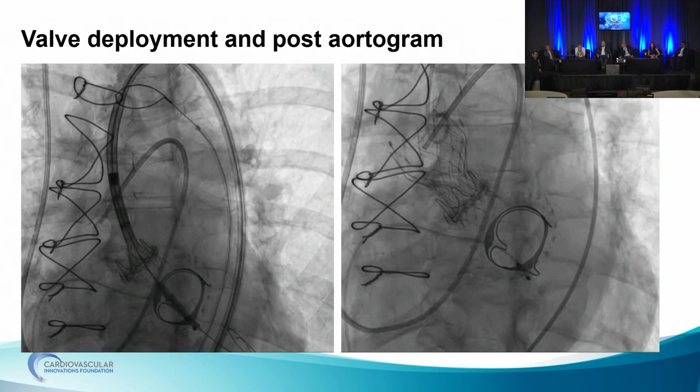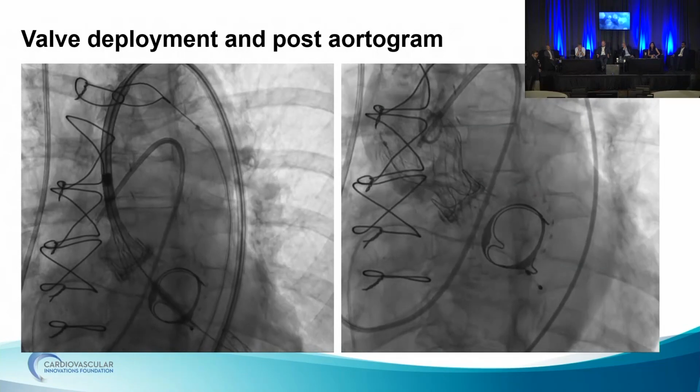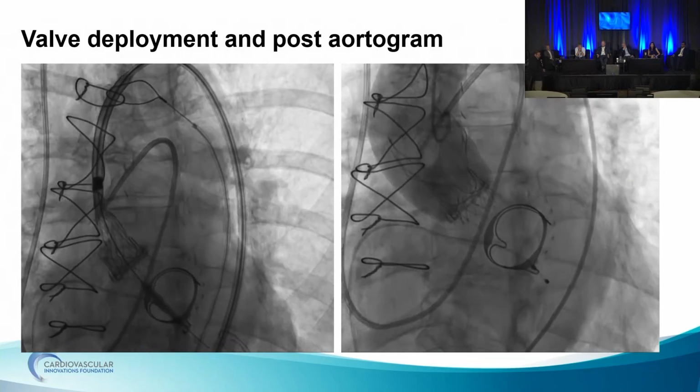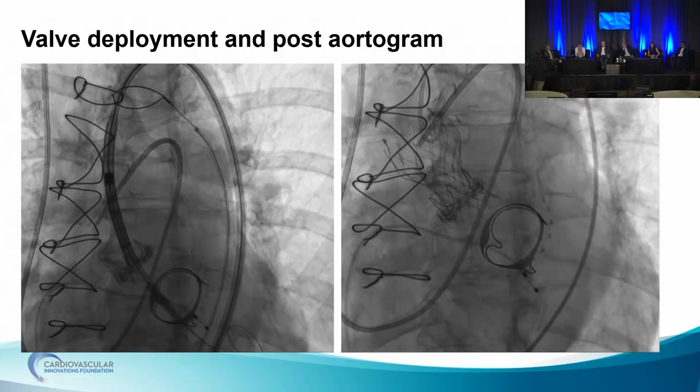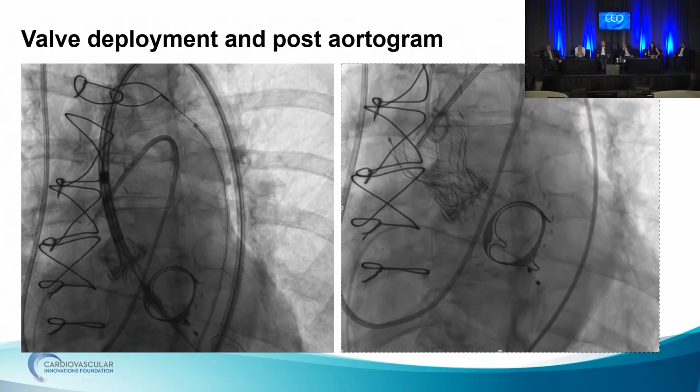And then the valve was deployed. There were no issues with valve deployment. The question came whether to fracture the valve or not. The gradient was 9, so we decided not to shake the trees much, because her mean gradient across the mitral valve was still 20. And she did fine.